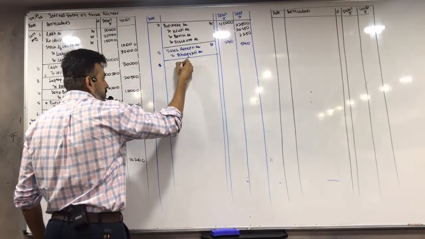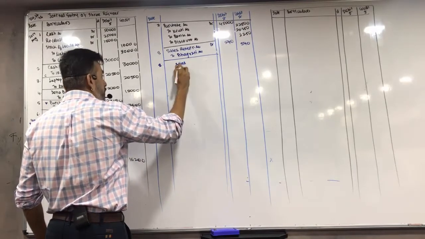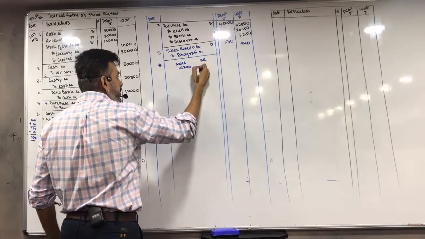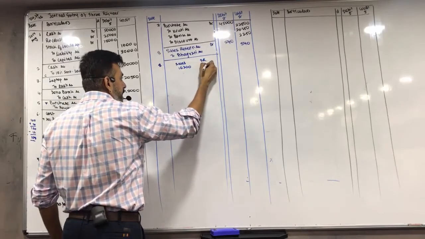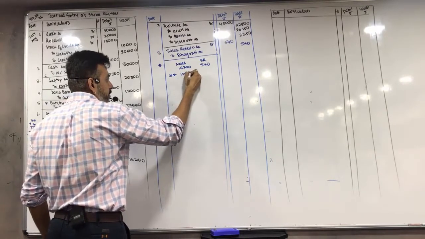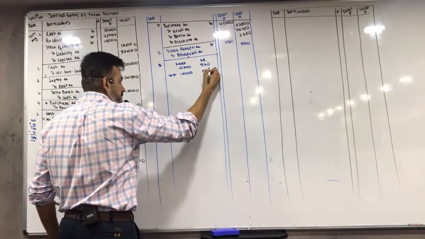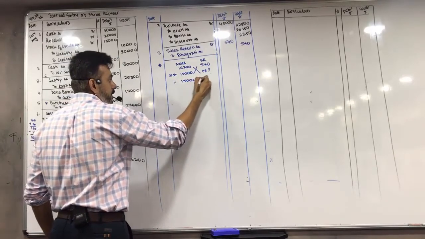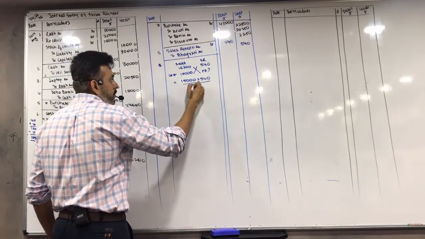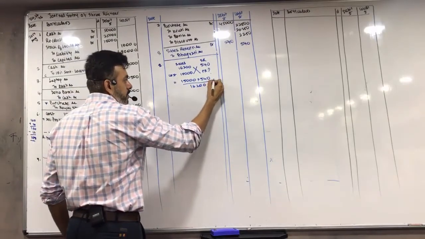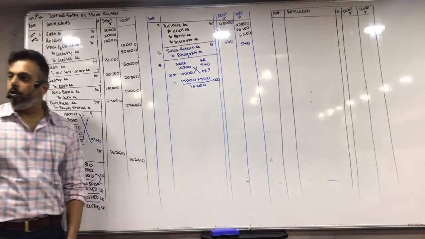Sales 16,200, so how much is the sales return? 540. Cost 15,000, so purchase return is missing. So which is equal to 15,000 into 540 upon 16,200. How much? 500. Got it, all of you?